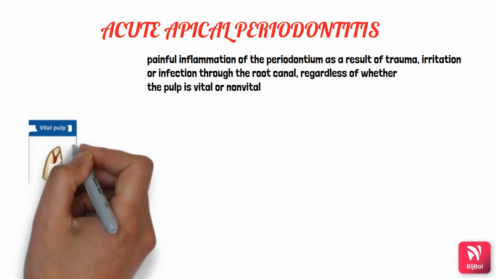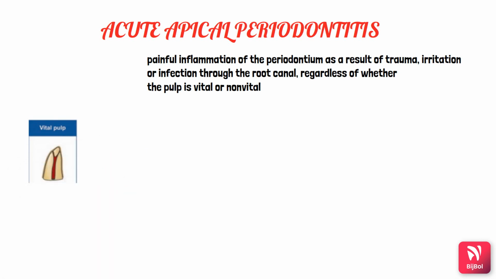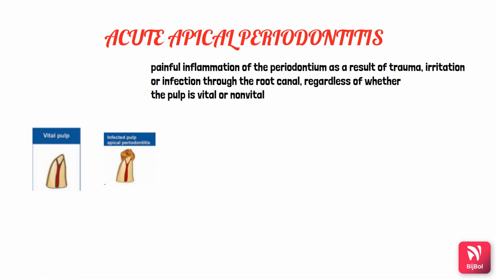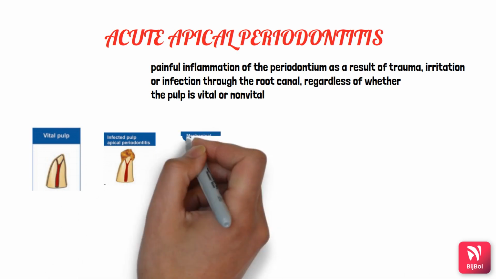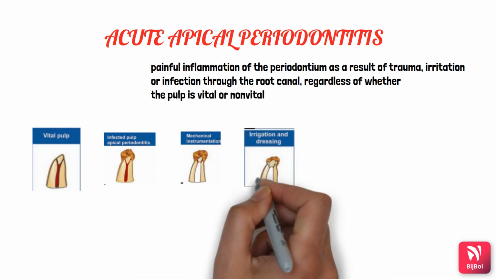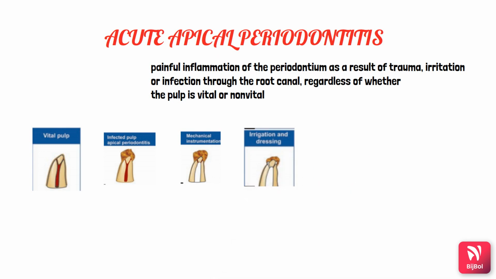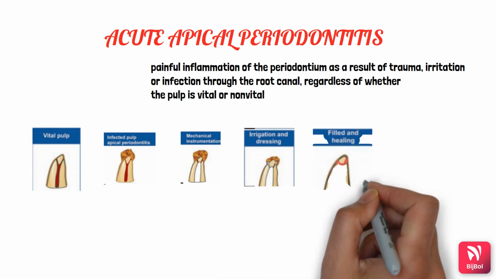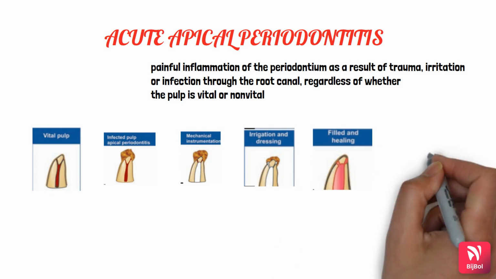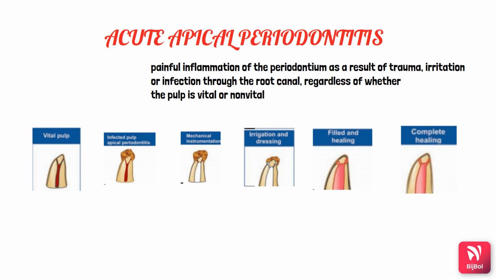If you observe a vital pulp which has been infected and is causing the apical periodontitis, in such conditions the treatment option would be mechanical instrumentation and irrigation with a dressing. Later on it is filled and healed, and after a few months we can see the complete healing. That's how the apical periodontitis is treated.